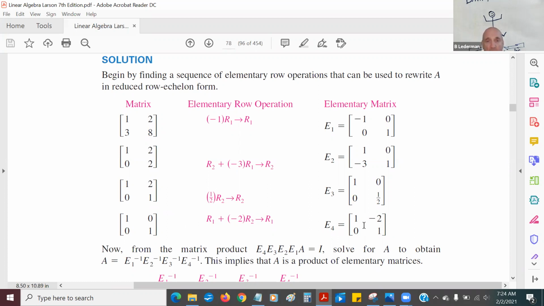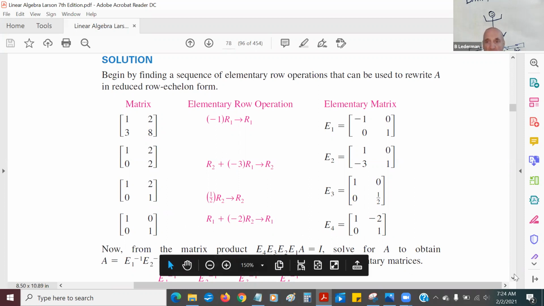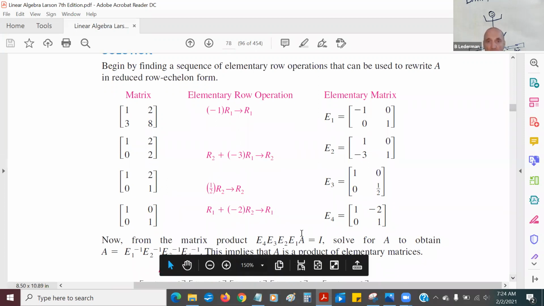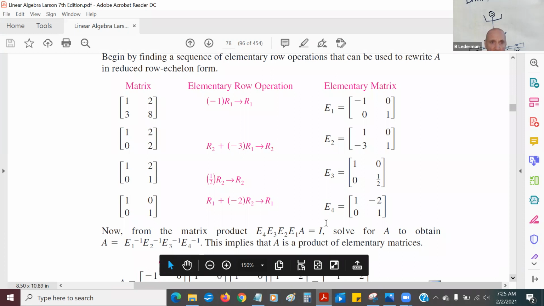Let's just recap here. We started with the matrix A. We did the first operation, which is the same thing as multiplying by E1. We did the second operation, which is the same thing as multiplying by E2, and then E3, E4. And all I have to do now is multiply by all these inverses, like I did before, and I get that A is equal to E1 inverse times E2 inverse times E3 inverse times E4 inverse. So A is now a product of elementary matrices.